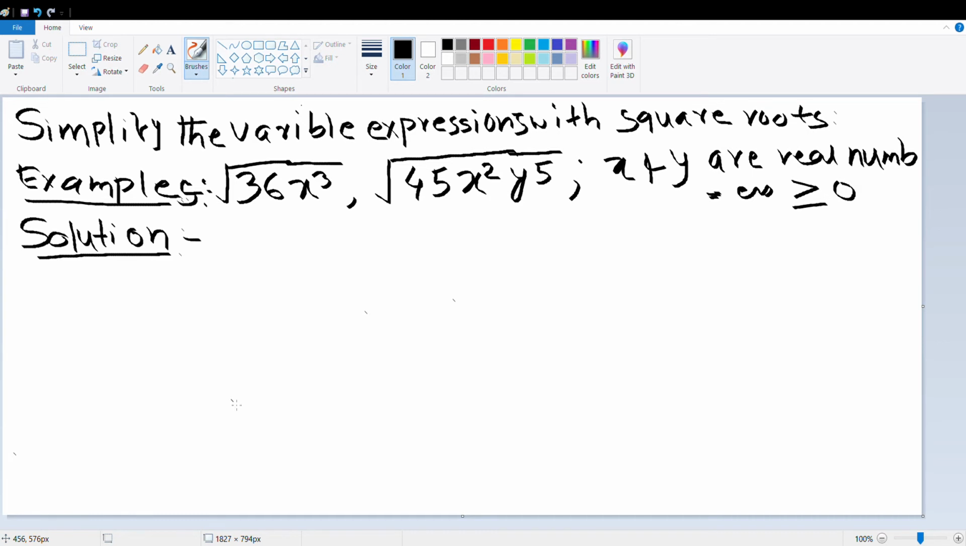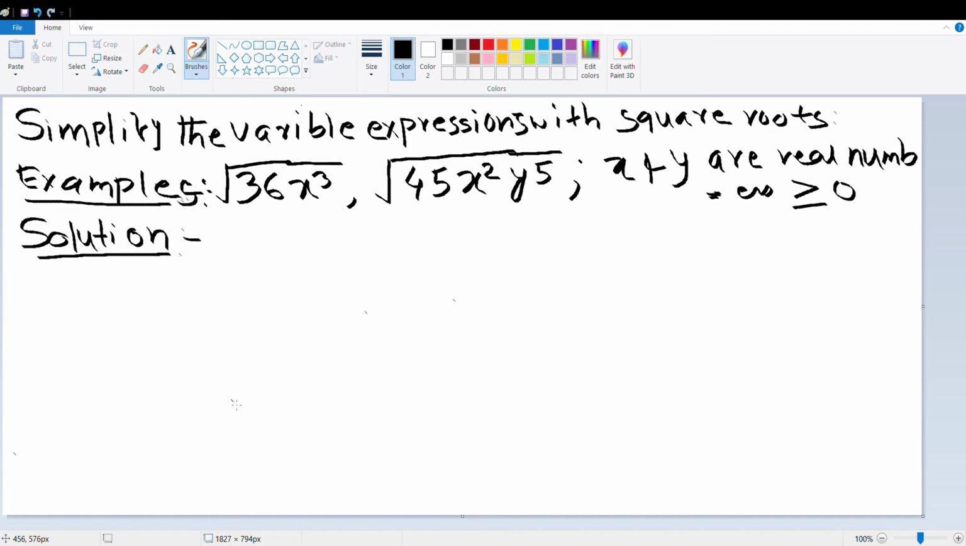To show how to simplify variable expressions with square roots, I'm taking two examples. One is the square root of 36x cubed, and the other is the square root of 45 times x squared times y to the fifth. Here I assume x and y are real numbers greater than or equal to 0, because if we take x and y values below 0, it's going to be complex form. So to avoid the complex form, I'm assuming x and y are real numbers greater than 0.